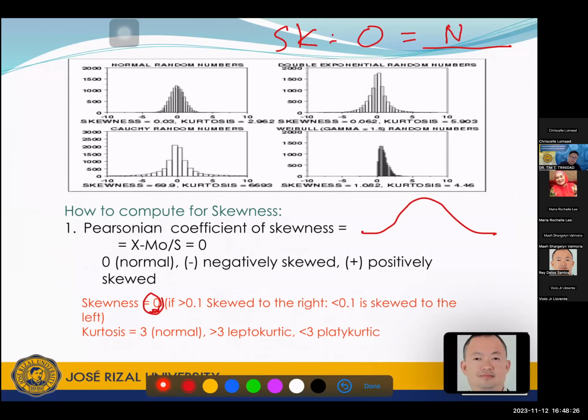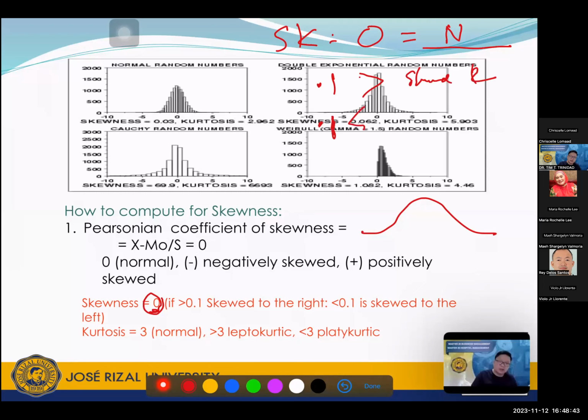Normal. If it is more than 0.1, it becomes skewed to the right. If it is less than 0.1, it goes to the negative, skewed to the left. So any values above 0.1 or below 0.1, this is not close to 0, will point to a direction or a presentation of an abnormally distributed data.